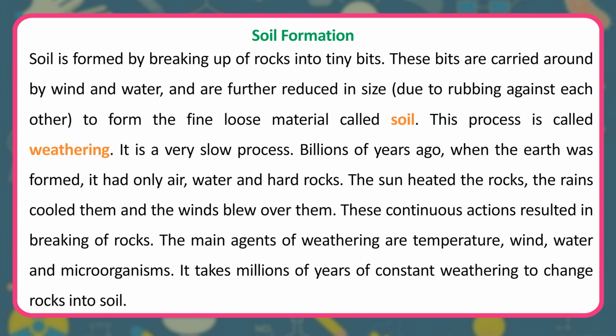Billions of years ago, when the Earth was formed, it had only air, water and hard rocks. The sun heated the rocks. The rains cooled them and the winds blew over them. These continuous actions resulted in breaking of rocks. The main agents of weathering are temperature, wind, water and microorganisms. It takes millions of years of constant weathering to change rocks into soil.